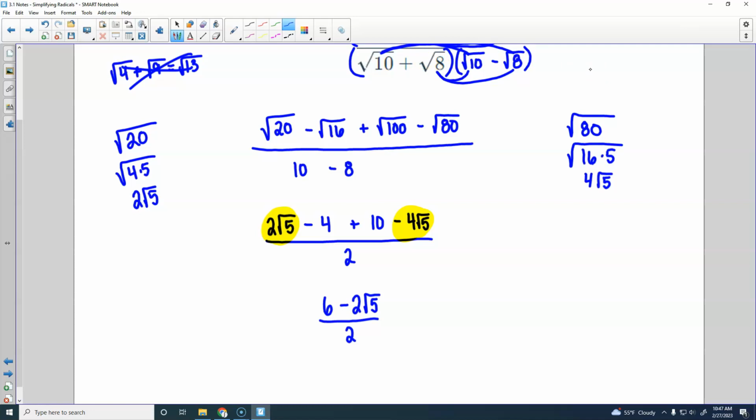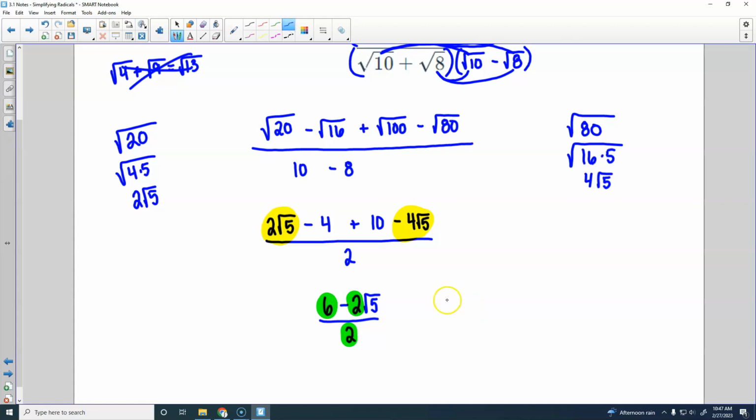Okay. All right, we are almost done. And this is what's going to get a lot of you guys whenever you get to the assignment. It feels like you're done, but you're not, because you always want to look at these numbers right here and see if you can reduce them. Is there something that will go into all 3 of those numbers? 2, right? So we can reduce this one.